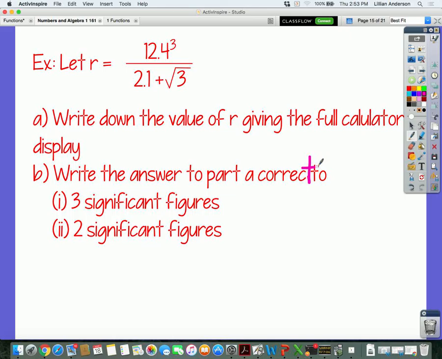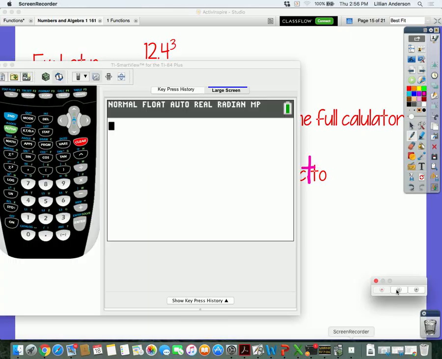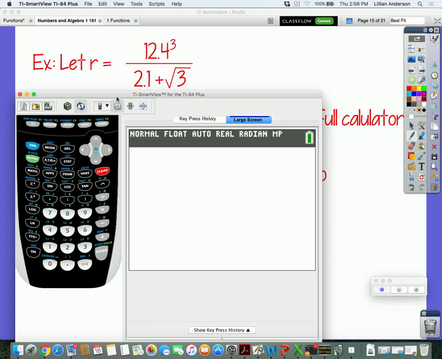Okay? So, you guys think you got it on your own? You want me to do the calculator part with you? You got it. You want to try? Okay. Okay, so I have to do this.